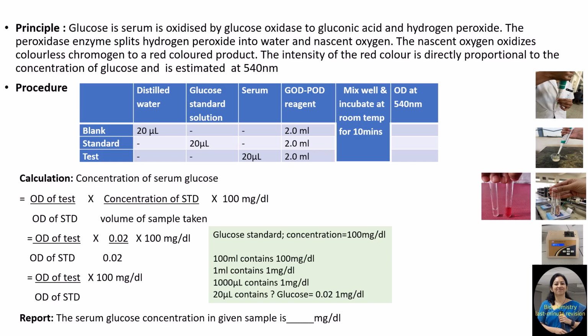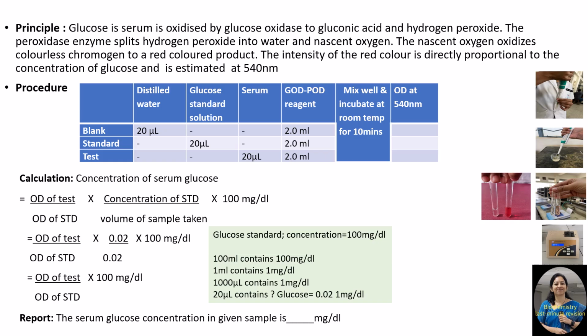The glucose standard concentration is 100 milligram per deciliter. This will be mentioned in the kit insert. So we know from this that 100 ml contains 100 milligram. How this standard is prepared is that 100 milligram of glucose is dissolved in 100 ml of distilled water. So 100 ml of distilled water contains 100 milligram of glucose standard. So 1 ml will contain 1 milligram. And 1 milligram can be represented as 1000 microliter.